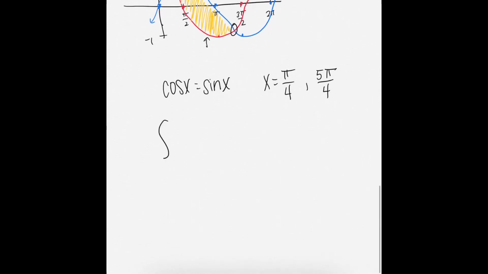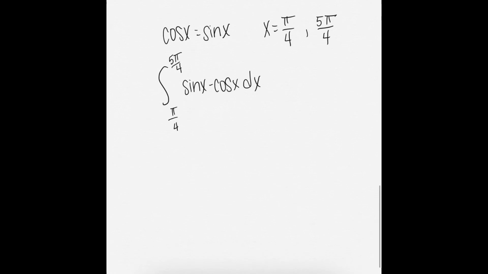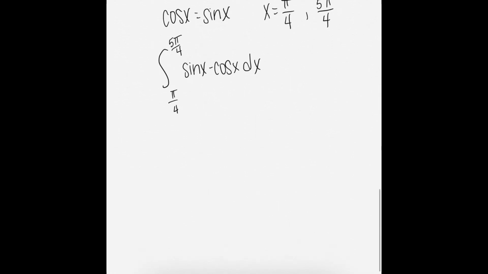All right, so what that means is we're looking at the integral between pi over 4, the lower bound, and 5 pi over 4, the upper bound. And we're going to say the upper one is sine minus the cosine. All right, so we are going to integrate these two functions. Pause the video, try and do it on your own. Otherwise, I'm going to do it.